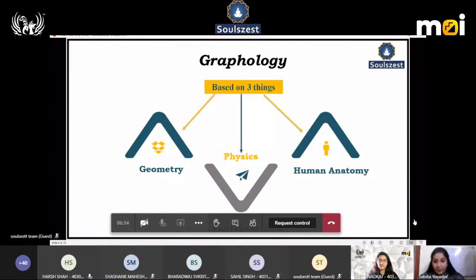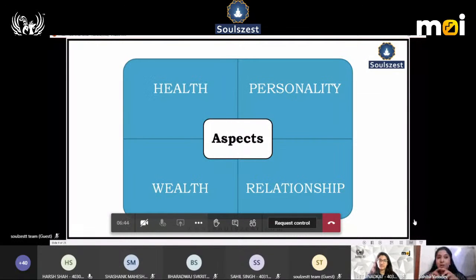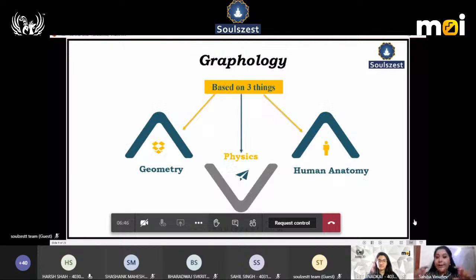One is geometry, one is physics, and one is human anatomy. Now, why geometry? In geometry, there's a tool called a protractor. What do we see in a protractor? We see angles, from 0 to 90, 90 to 180. These angles tell us that in handwriting there are slants. If your handwriting is going like this, there is a slant.